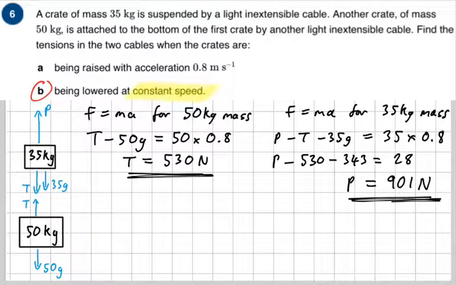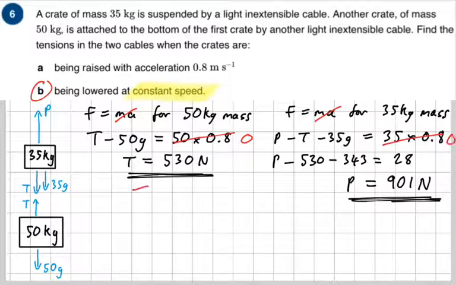The important bit is here that it's at constant speed. Up or down, or not moving at all, i.e. zero constant speed, it doesn't matter. Constant speed means in equilibrium, which means the acceleration is zero. So ma is going to be zero, because a is zero. So we just basically get the resultant force is zero in both cases.